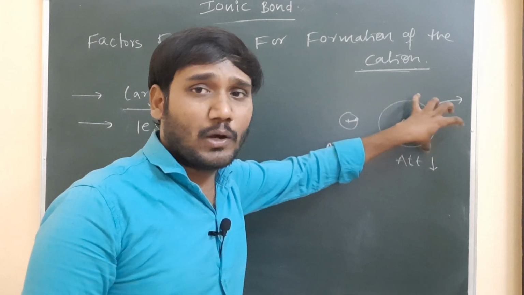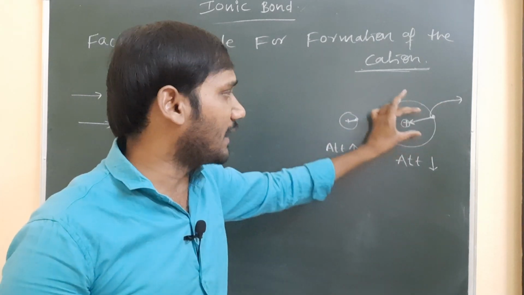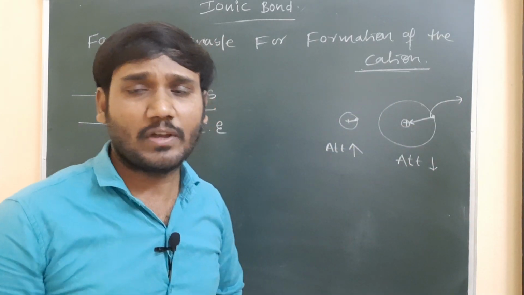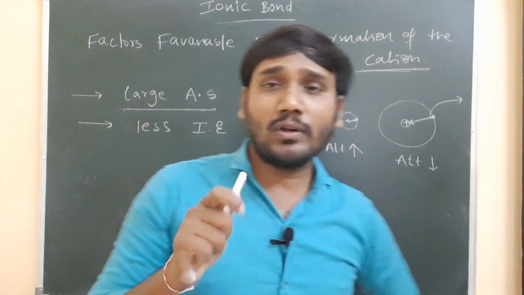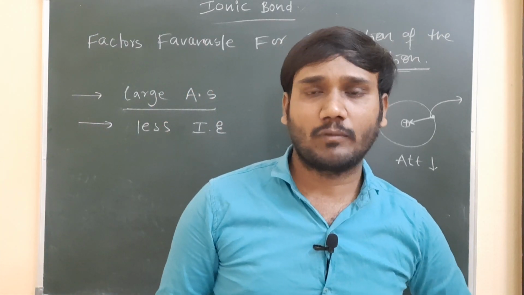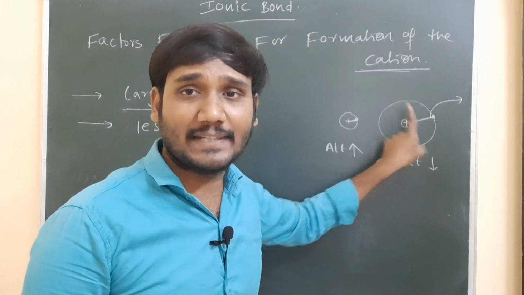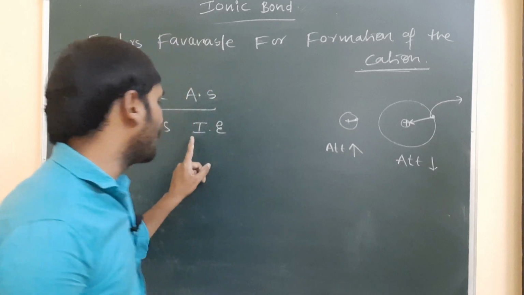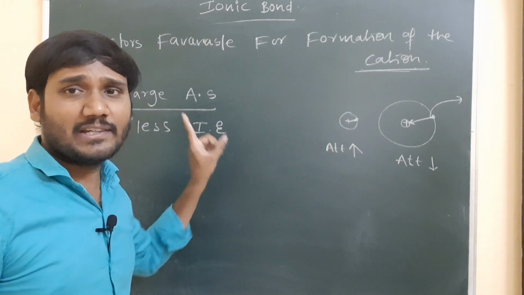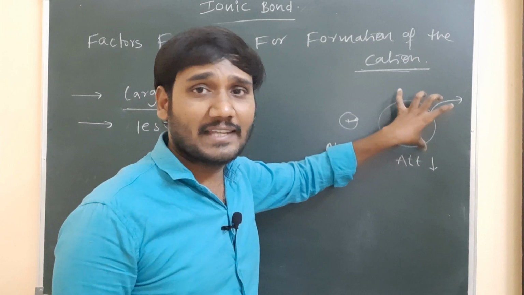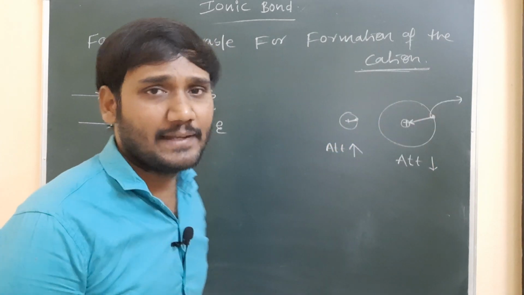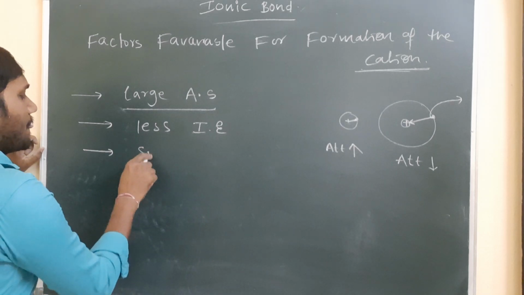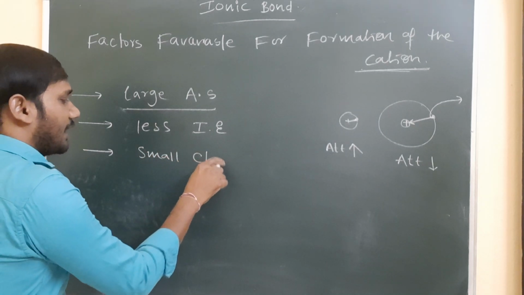To remove the electron, we are applying some amount of energy. When the attraction is less, we can apply a smaller amount of energy, and then we can remove the electron easily. Ionization energy means the amount of energy you apply to remove the electron. So when the size is more, we have to apply less energy. When the size is less, we have to apply more energy to remove the electron. So less ionization energy means the size is large. So what are the factors here? Large atomic size, less ionization energy, and a small charge on the cation.